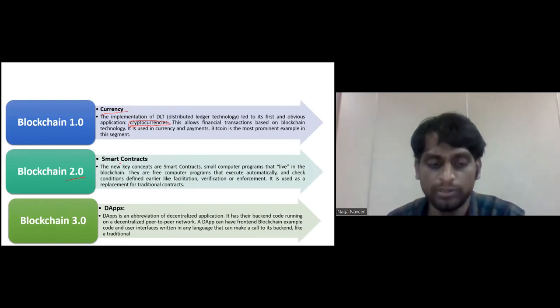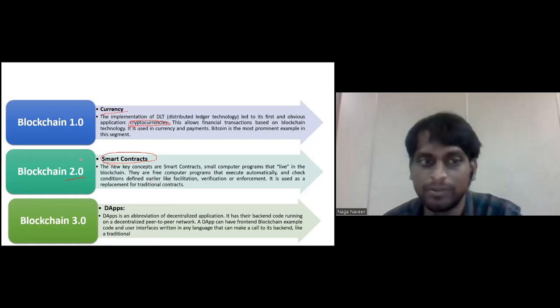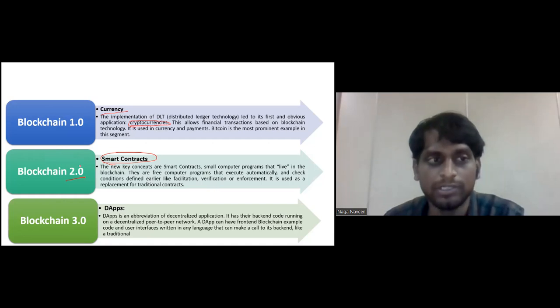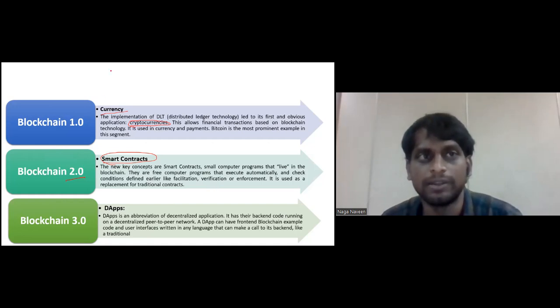When blockchain 2.0 was introduced, it had something called smart contracts, as I explained previously, and as I am going to explain later in this presentation. Blockchain 2.0 had something called smart contracts.